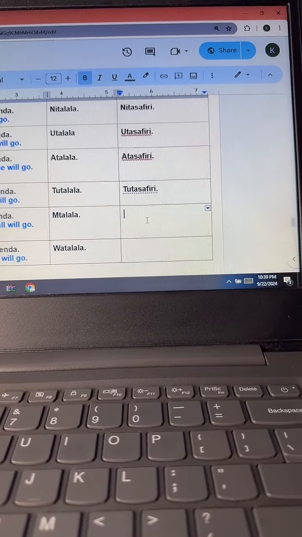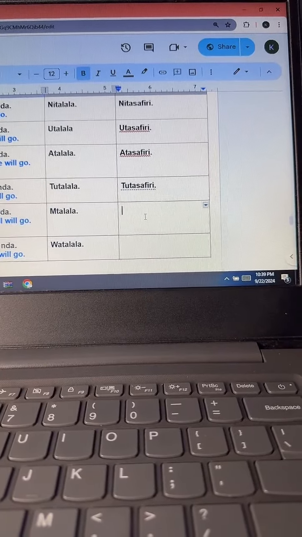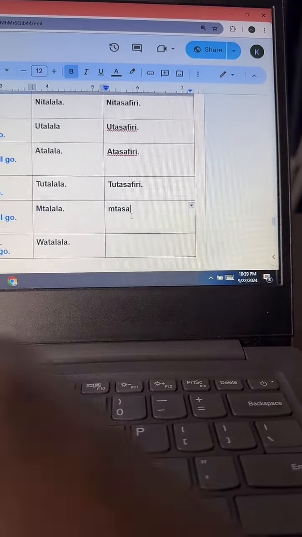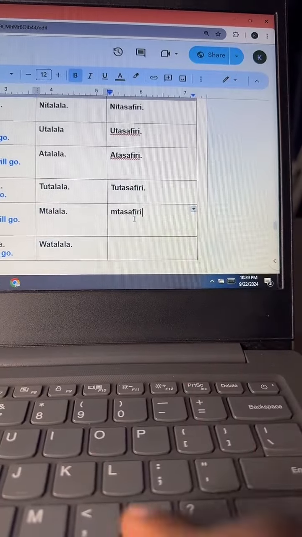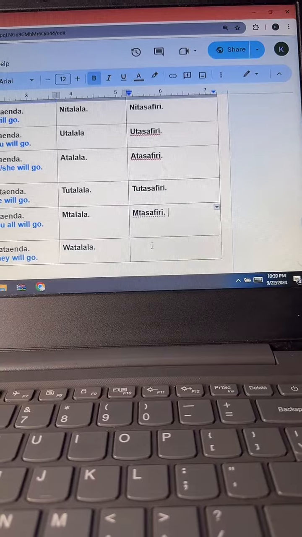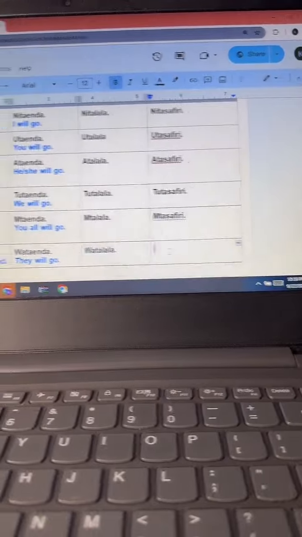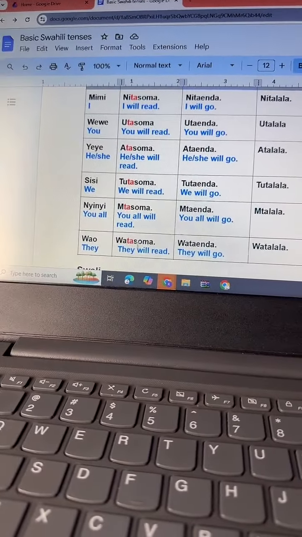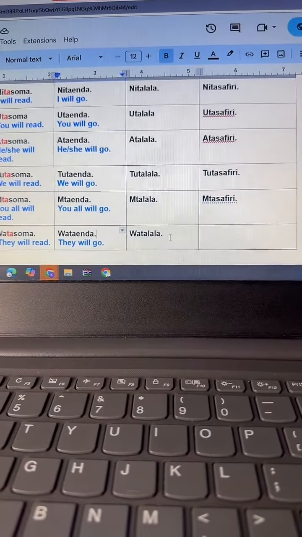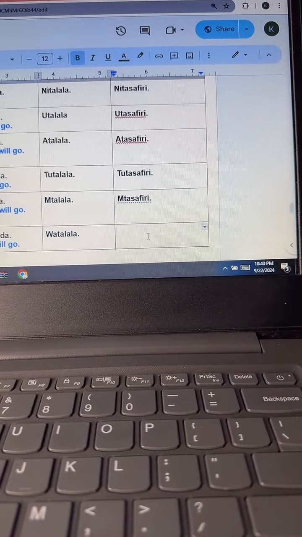Nyinyi mtasafiri. You all will travel. Asante sana. Now we have the last one here, wao. They will travel. Look at the examples here. Wao watasoma, they will read. Wao wataenda, they will go. Wao watalala, they will sleep. What about kusafiri? How do you say they will travel?